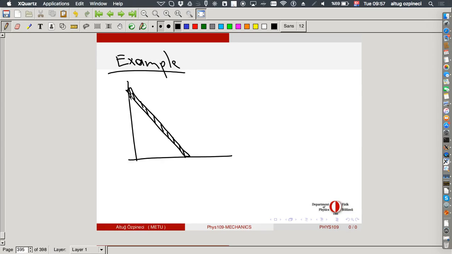Now let's make some simplifications. Let's assume this is our object. It's leaning on a wall. Let's say this angle over here is theta. Mu s over here is the static friction and the kinetic friction on the bottom part. So what are the forces? The first thing you have to do is always identify the forces acting on the system.